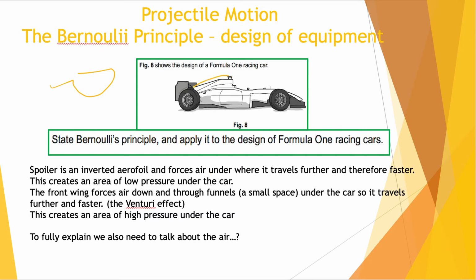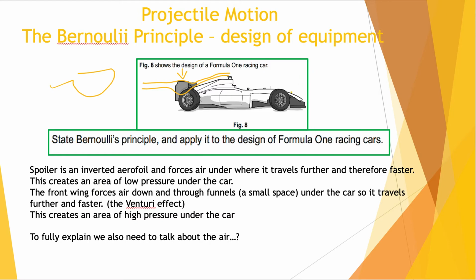It forces this air down and around, as opposed to forcing it up. This bit would just go over the top. So it's creating a pressure gradient here, which creates this downward lift force because we've got higher velocity air down here and lower velocity air up here. High pressure up here, low pressure down here, creating downward lift force.